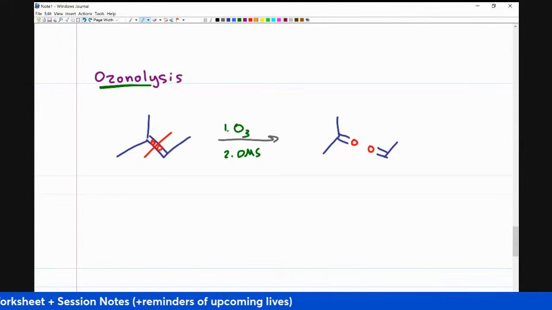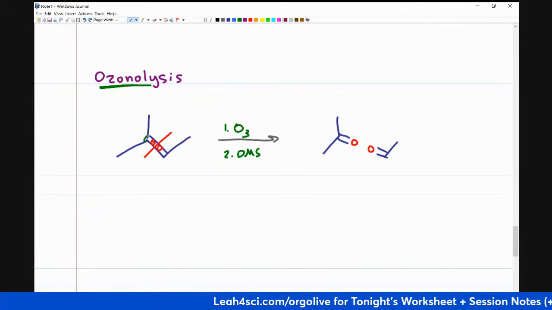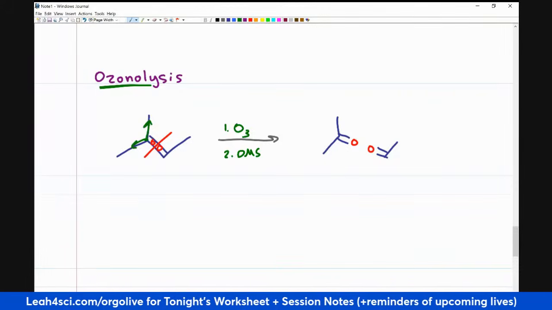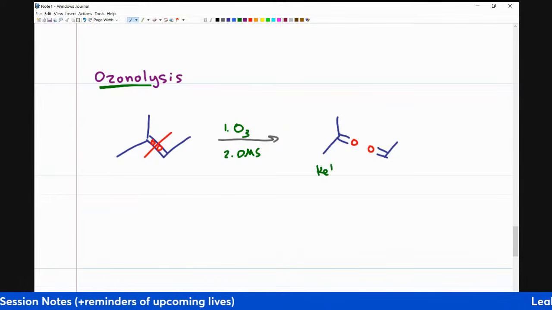Now, students have often told me they get confused here because I'm drawing an arrow to a carbon that's about to get cut off. So think of it this way instead. If the carbon holding the pi bond has an additional 2, that's a ketone because a ketone has 2 bonds to carbon. If it has just 1, that's an aldehyde. And so my products here are a ketone and an aldehyde.